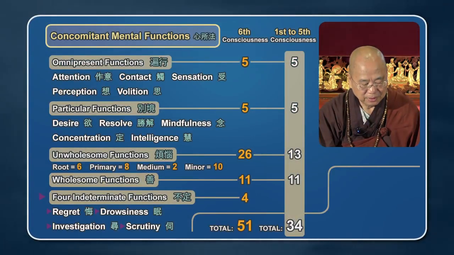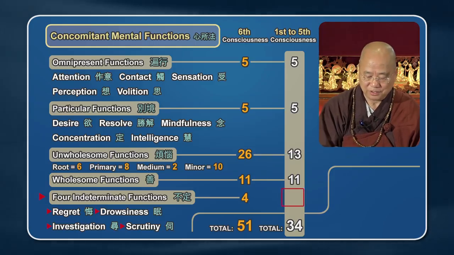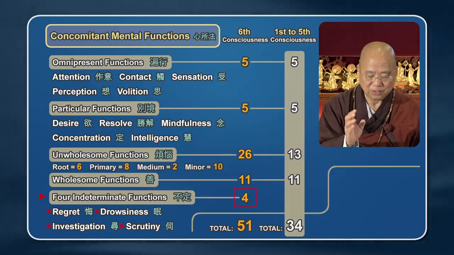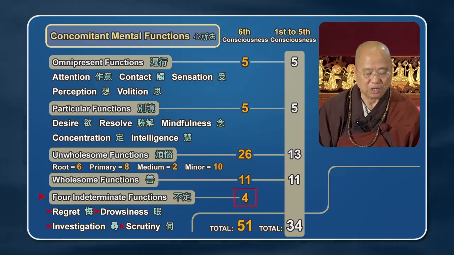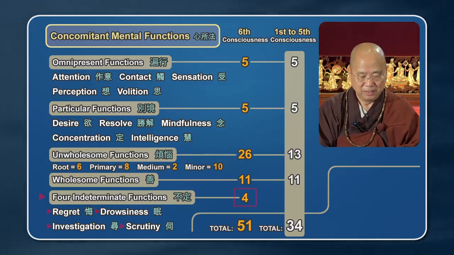So how about the 4 indeterminate mental functions? Regret, drowsiness, investigation, and scrutiny. The first 5 do not have these. But the 6th consciousness has these 4 indeterminate mental functions. Not sure, indeterminate. Why does regret, this advisor or this mental function, sometimes it could be good, sometimes it could be bad. It's indeterminate. Why? Regret, for example.